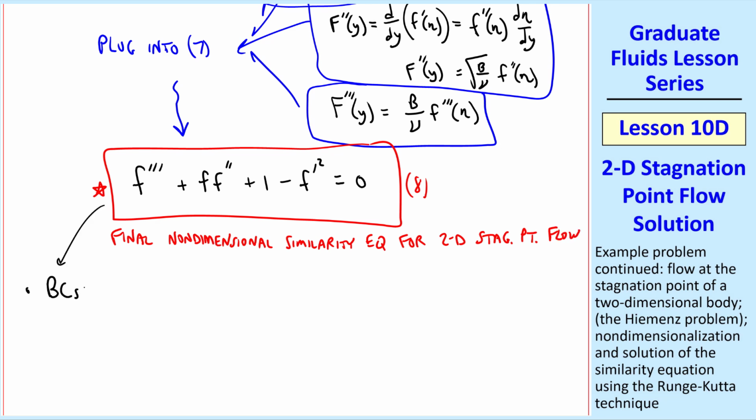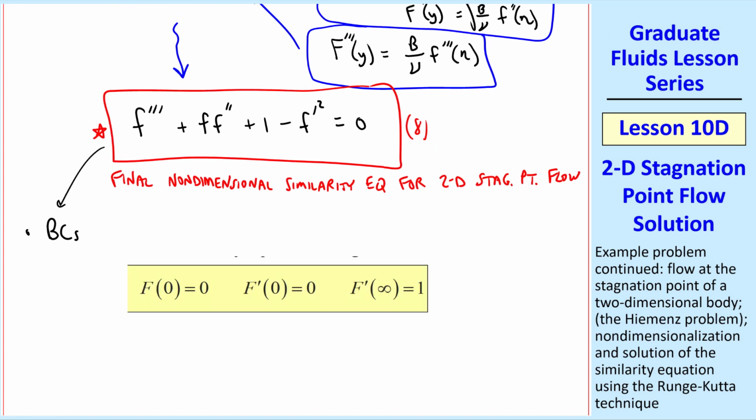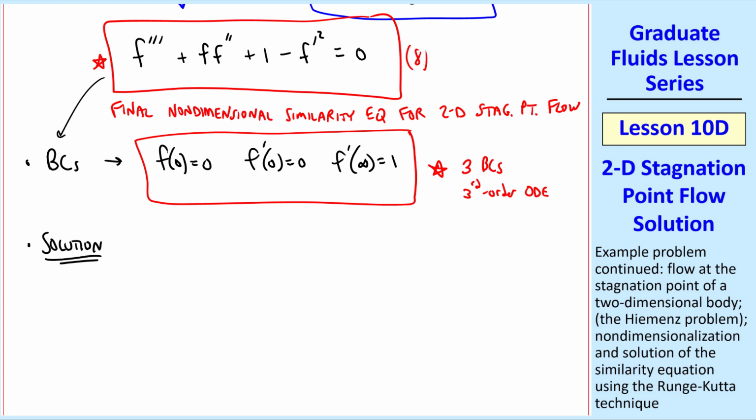What about the boundary conditions? Well, again, looking at our equations for f and f prime, the boundary conditions easily translate to f of 0 equals 0, f prime of 0 equals 0, and f prime of infinity equals 1. Thus we have three boundary conditions for a third order ODE, our equation 8. So it's mathematically well posed. But how do we solve it?